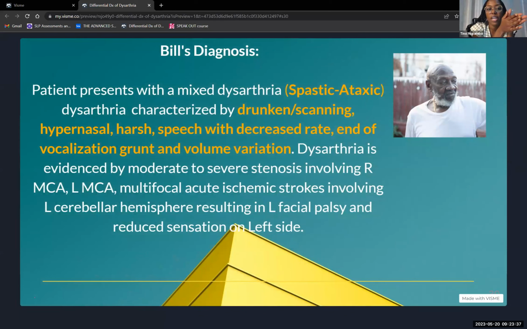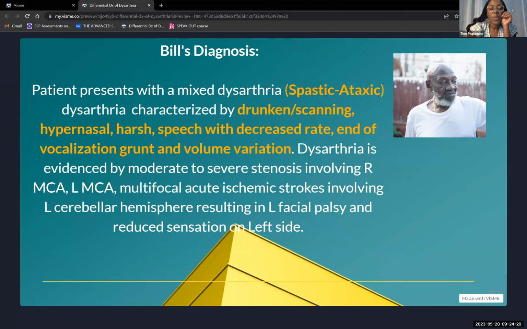Patient presents with a mixed dysarthria, spastic ataxic, characterized by drunken scanning speech, which is really the only key one attached to the ataxia, right? And hypernasal, harsh speech with decreased rate, vocalization grunt, and volume variation. All the rest of them are attached to spastic. So often when I'm writing it down, I'll name it starting with the dysarthria that has the most speech characteristics. Often it's like slurring your words, but that's really just what drunken scanning is, and it is the hallmark for our ataxic. It usually happens in our ataxic patients, but I've phrased it as drunken/scanning on here.